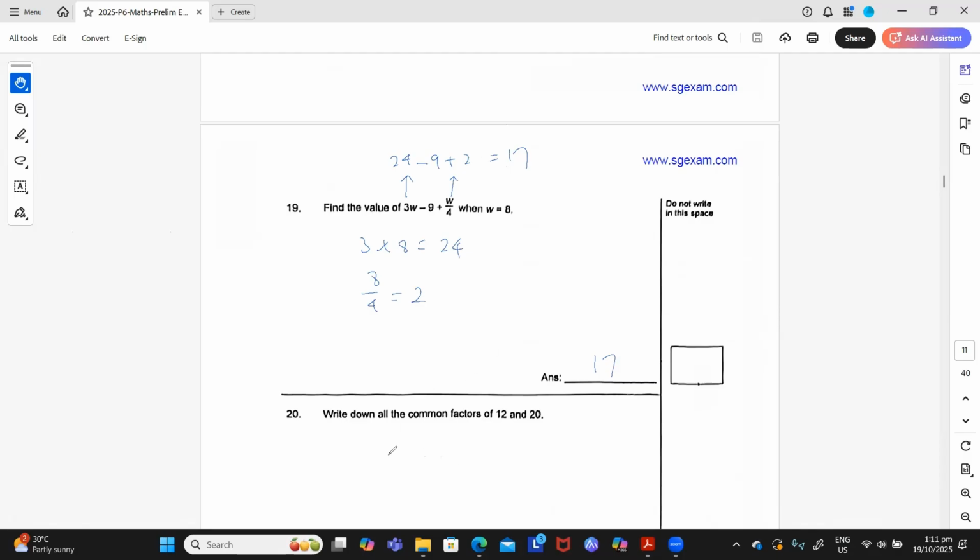Okay, question 20. Write down all the common factors of 12 and 20. So write down 12: 1, 12, 2, 6, 3, 4. As for 20, write down 1, 20, 2, 10, 4, 5. So the common factors are 1, 2, and 4. Okay, so 1, 2, and 4.